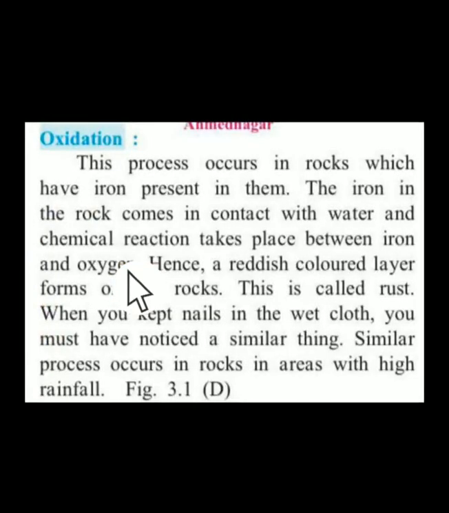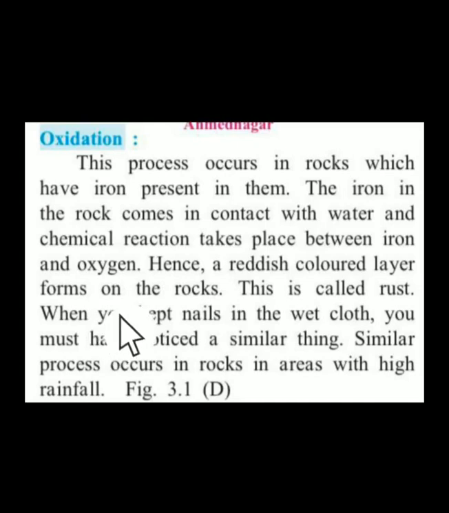The next process, my dear students, is oxidation. Now what do you mean by oxidation? This process occurs in the rocks which have iron present in them. Now you know that certain rocks have iron present in them. The iron in the rocks comes in contact with water, and a chemical reaction takes place between iron and oxygen. Now we know that whenever iron is exposed to water, automatically what happens? Iron starts to rust.